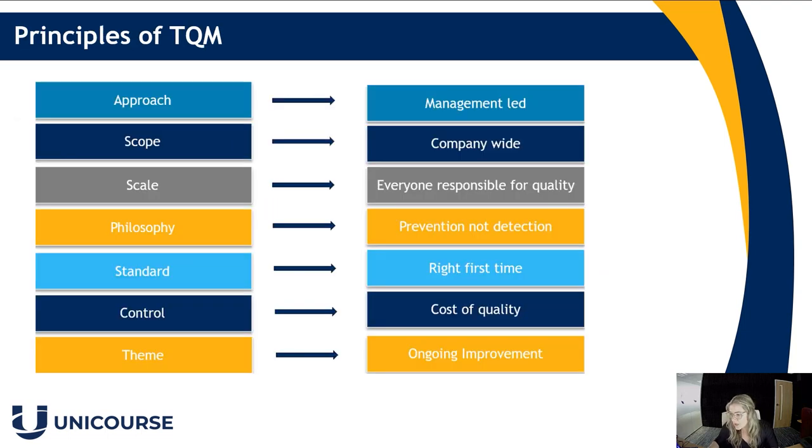So the principles of total quality management are, it needs to be broken down. Think about what the approach is going to be. Think about the scope. It is company wide. It's got to be. Everybody's got to be on the same page. The scale, thinking every single person has a responsibility and something to be involved in. And then there's the philosophy of TQM, which is prevention, not detection.